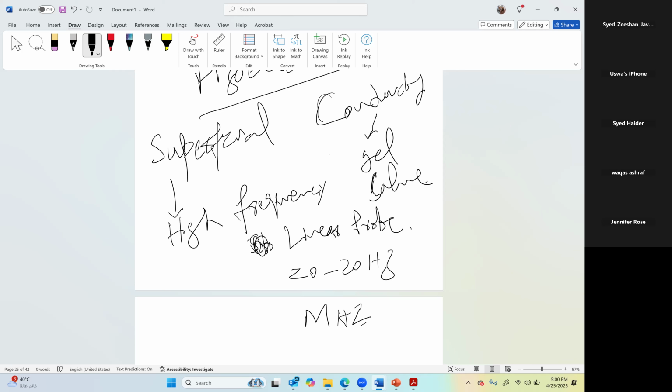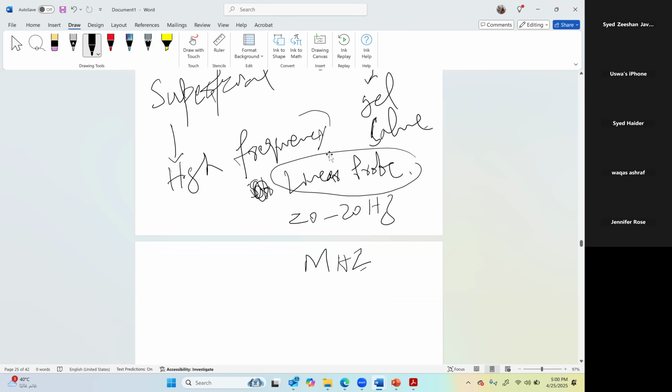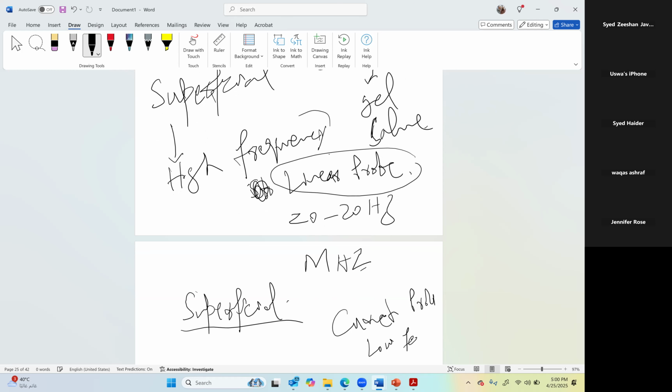Okay. So coming back to the superficial high frequency linear probe. The higher the frequency, the more superficial the view. And for deep structures, you need a curvilinear or curved probe. It will have low frequency and more depth.